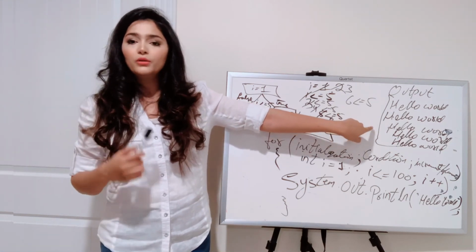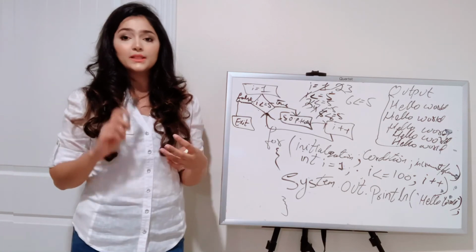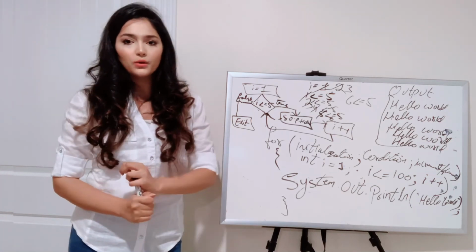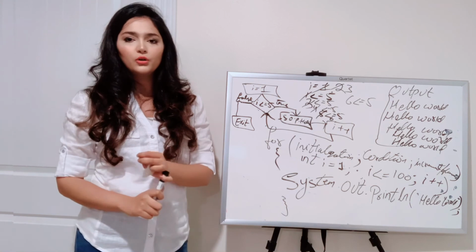In our next video, we will cover the while loop and the do-while loop, and we will do some extreme examples of the for loop as well, like with stars, with nested for loops and the rest of the stuff.